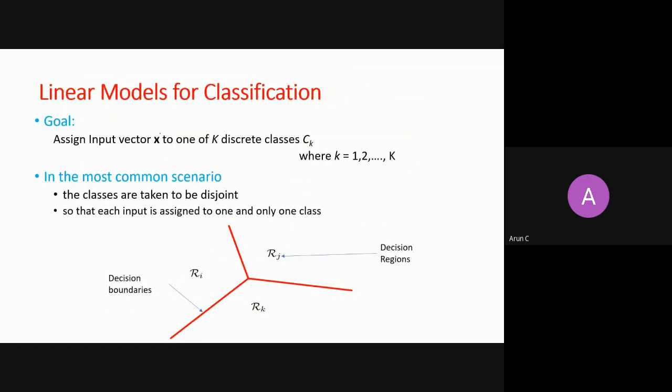So the goal is that I can have more than two classes, right? If I have more than two classes, then for a given vector x, I want to classify among k different classes which are discrete. Let's say C1, C2, C3, C4 till Ck are the classes, and this x belongs to one of them.